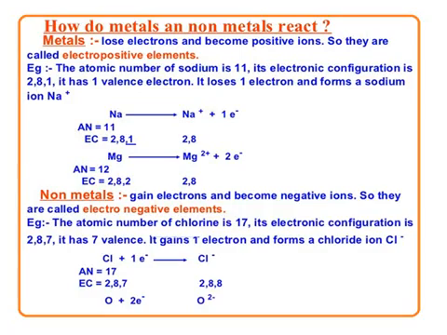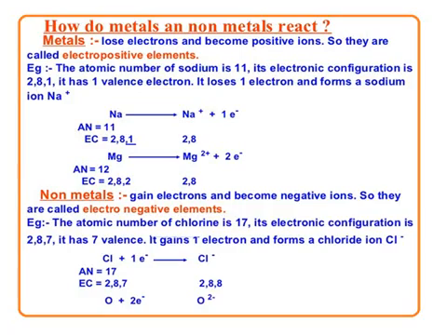Similarly, the electronic configuration of chlorine, which is a nonmetal, is 2, 8, 7. We find that it is easier for chlorine to gain 1 electron in the last shell rather than losing 7 electrons from it. So, it has a tendency to gain electrons to have a completely filled outermost shell.